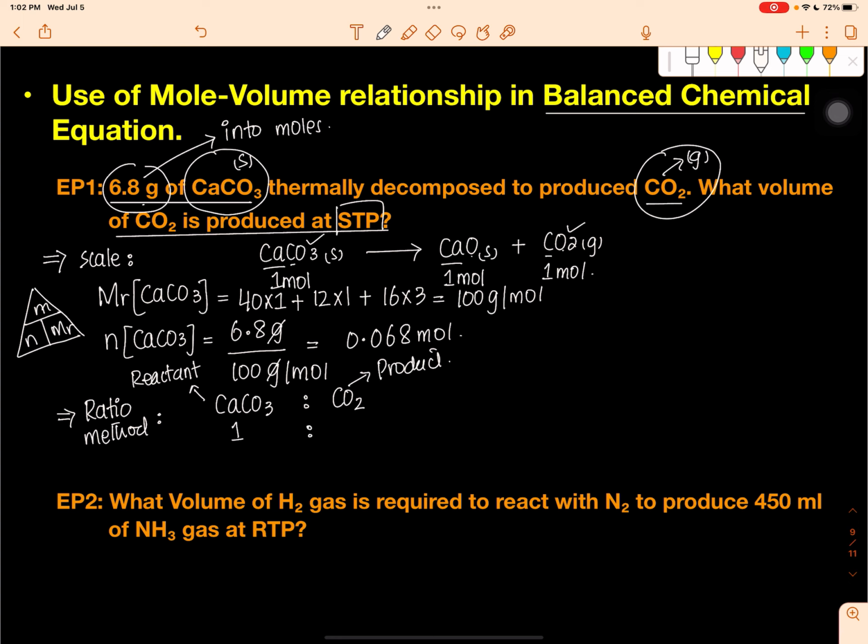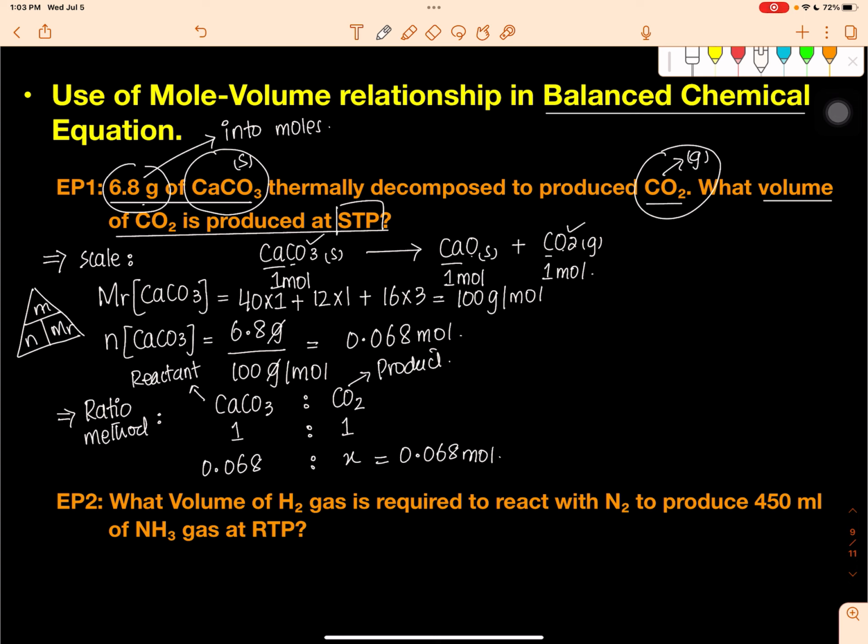We will be finding out what amount of reactant is producing what amount of product. So the scale tells me that 1 mole is producing 1 mole, so 0.068 will produce how much? That is X, which is equal to again 0.068 because the ratio is 1:1. So this many moles of carbon dioxide are produced. We have to give our answer in volume, not in moles.